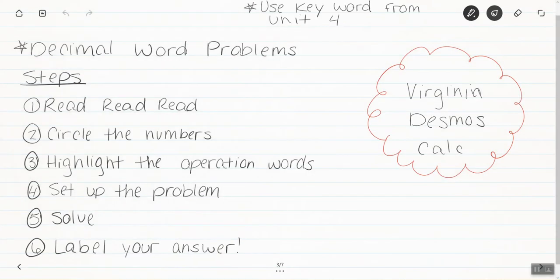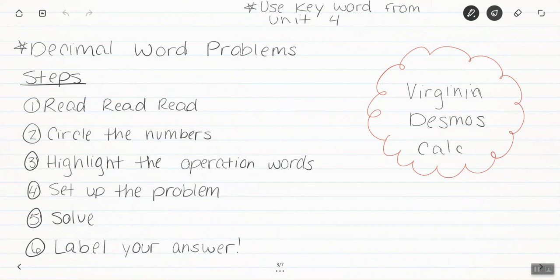All right, so the first thing that we're going to talk about is we're just going to review those steps for solving word problems. And remember that you can use your keywords from Unit 4. So if you want to turn back in your notebook to find those keywords and put a post-it on them, I highly recommend that. That way they're very easy to find.